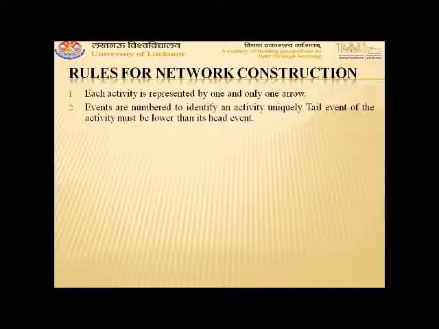For example, in the previous diagram, we have denoted three activities A, B, C, joining the events 1, 2, 3, and 4. So activity A can be represented as 1, 2, or B can be represented as 2, 3. That means it is uniquely defined by the head and tail events. So a particular pair defines a particular activity. So the number should be unique.